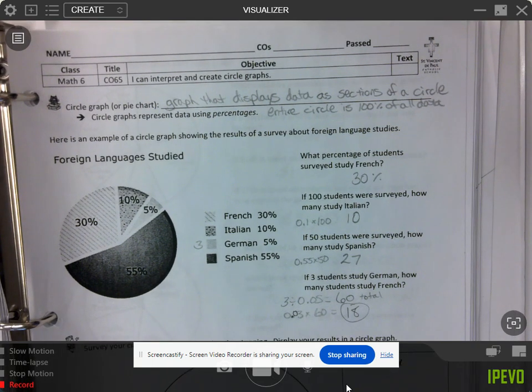Good morning. Today we are correcting CO65, our last objective of this unit. We were working on those circle graphs and being able to interpret them. What big thing did we learn when we went over this objective? What do we have to remember? Liam? Percent. And how to find those percentages. Because those circle graphs use percentages.